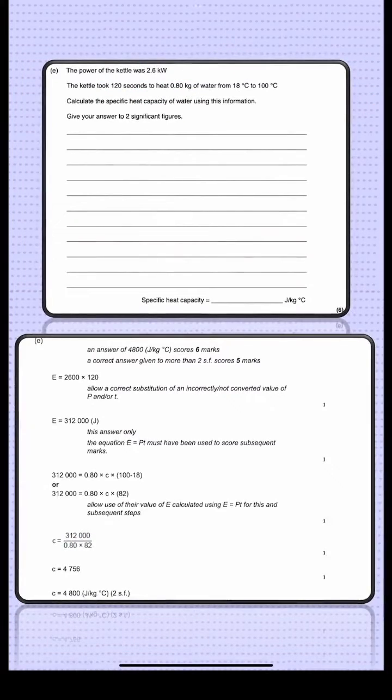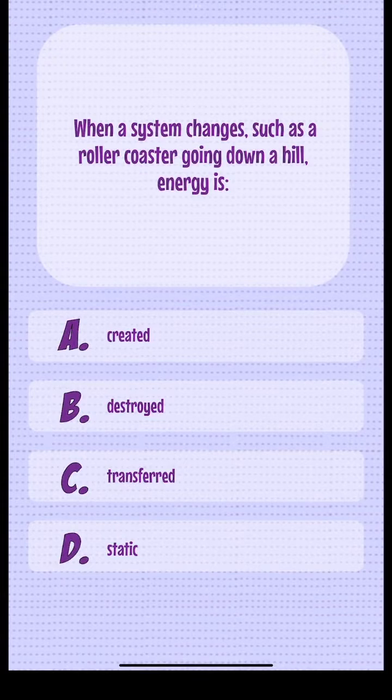So let's just compare that to our mark scheme. We did this first. You actually don't even get a mark for converting the 2.6 kilowatts. That's all 1 mark for converting and finding the energy. Then we put it into the equation, we got 82 and then we got 4,756 and our final mark was 4,800. So that was fine. Good job, guys. Okay, I think that's all. Let's do a few more questions and then we'll call it a day.